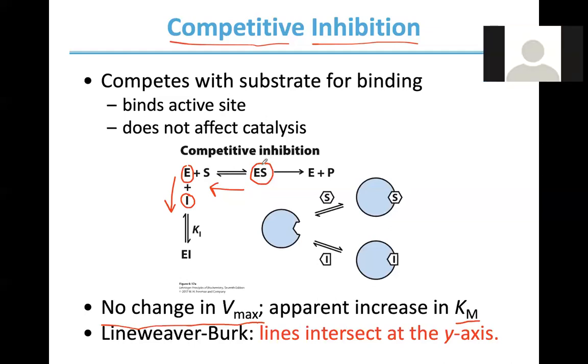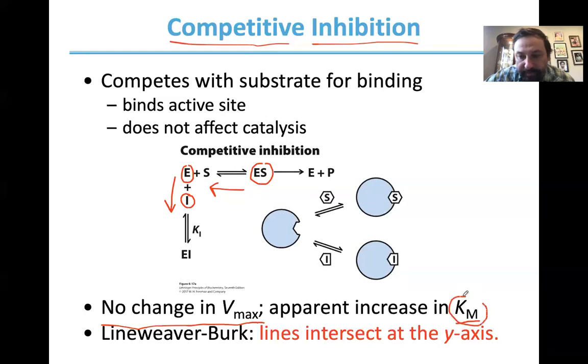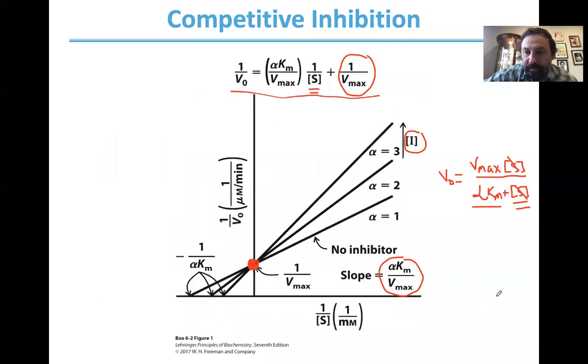Yes. And the apparent result of that is that the affinity of the enzyme towards the substrate has decreased, and that results in an increase of Km. Remember, Km is the measure of the affinity. And that's why we introduced this alpha to show that Km now is going to be larger, and larger and larger, depending on how much of the inhibitor you add.